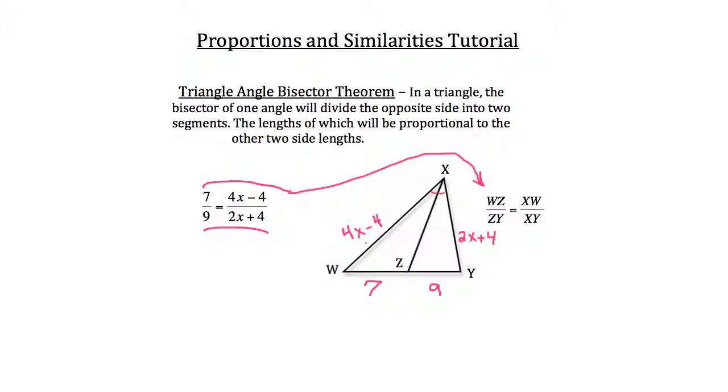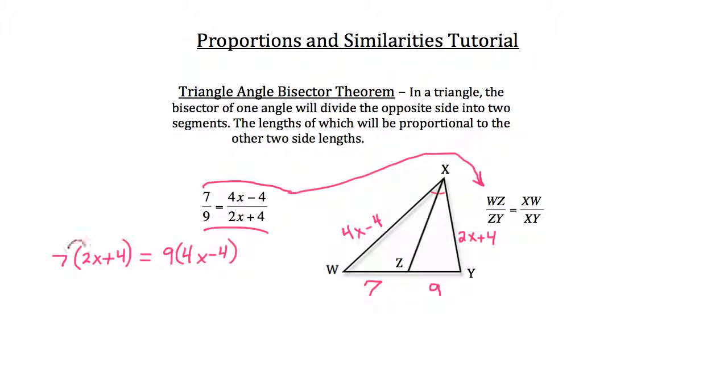Now the important thing is being able to use this proportional information to actually solve for the value of x and therefore the missing side lengths. So what you would do in this situation is cross multiply. When you do that, you get 7 times the quantity 2x plus 4 is equal to 9 times the quantity 4x minus 4.